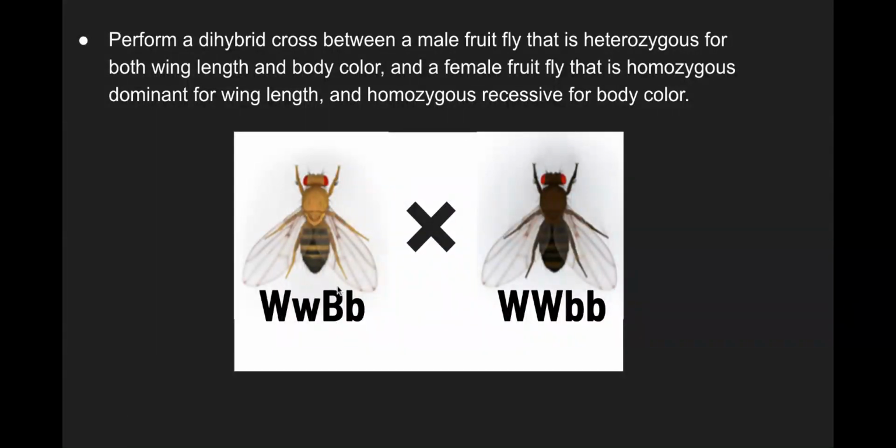We're going to cross this male with a female who is homozygous dominant for wing length and homozygous recessive for body color. So to be homozygous dominant for wing length, you have to have 2 big W's. To be homozygous recessive for body color, you have to have 2 little b's. So this is the genotype for the female. We're going to cross this male and this female and see what possible offspring they can have, what type of genotypes their offspring could have, what type of phenotypes their offspring could have.